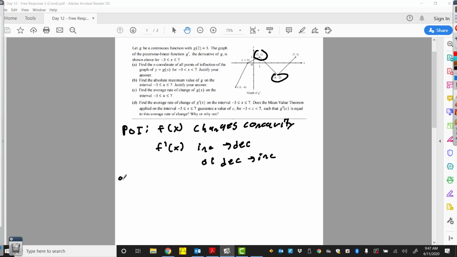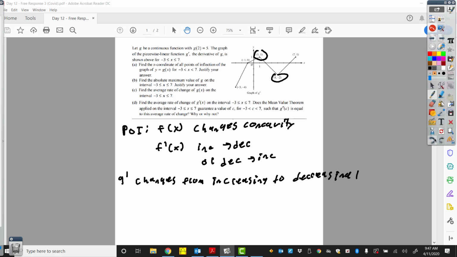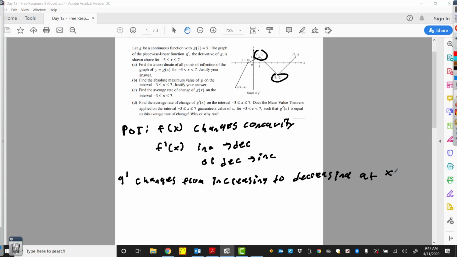So g prime changes from increasing to decreasing at x equals 1, and g prime changes from decreasing to increasing. Ideally, you'll write the whole word, but I don't feel like writing that much. At x equals 4.